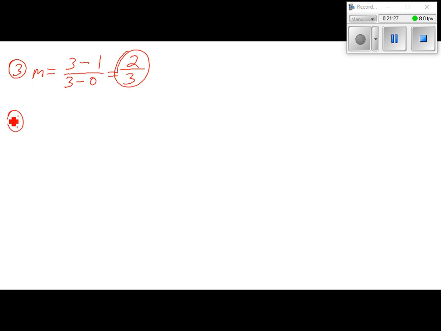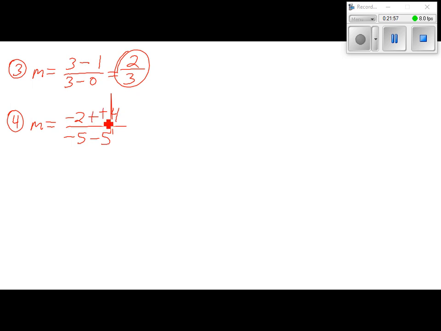Number 4. Again, it doesn't make it easier just going backwards or forwards, whichever. You got to look at the numbers and decide which way it's easier. This one, I'm going to start with J. And I'm going to go -2 minus a -4. Those are our y's. Our x's are -5 minus 5.